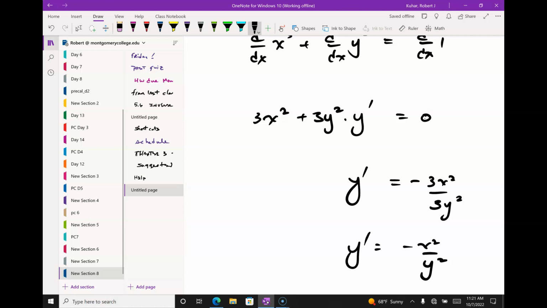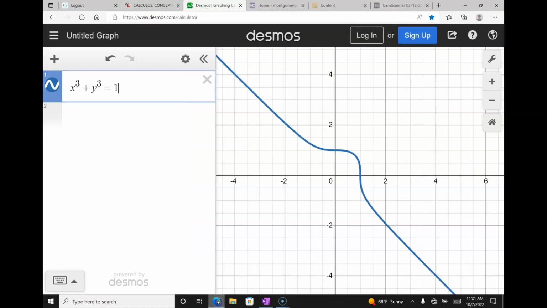Everybody with me? Look at my places. When x is 0, the numerator is 0, so I've got a horizontal. When y is 0, I've got a vertical. Okay, they want the second derivative though, right?